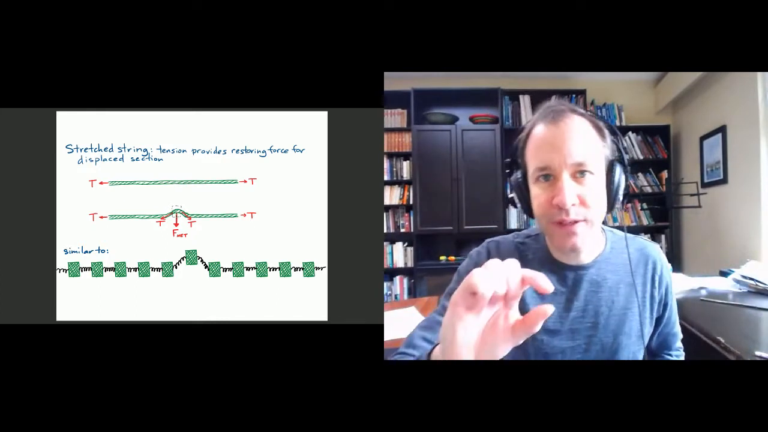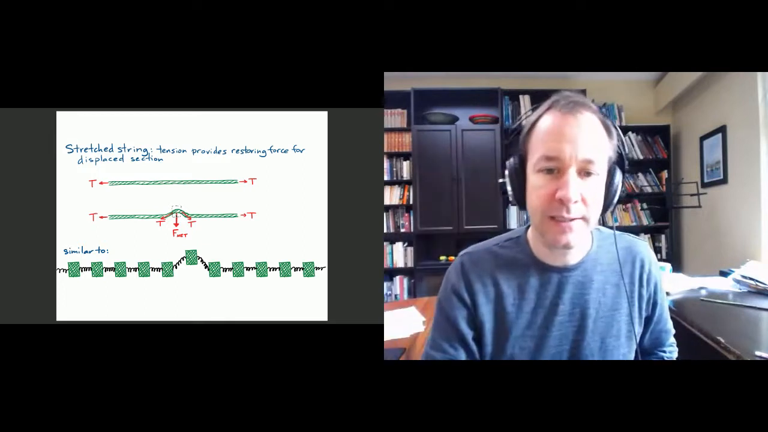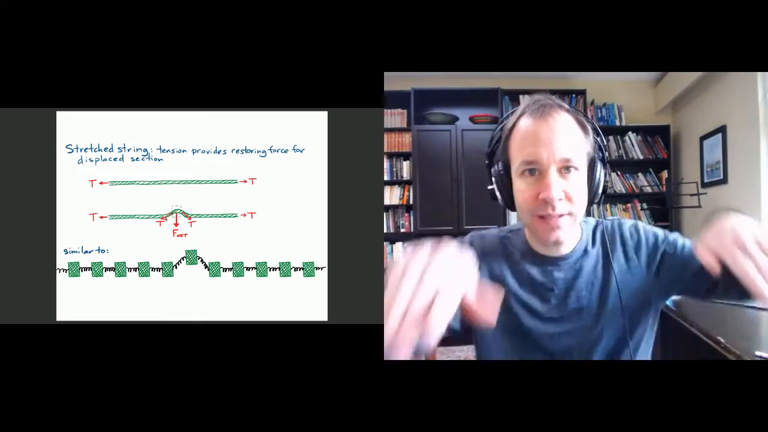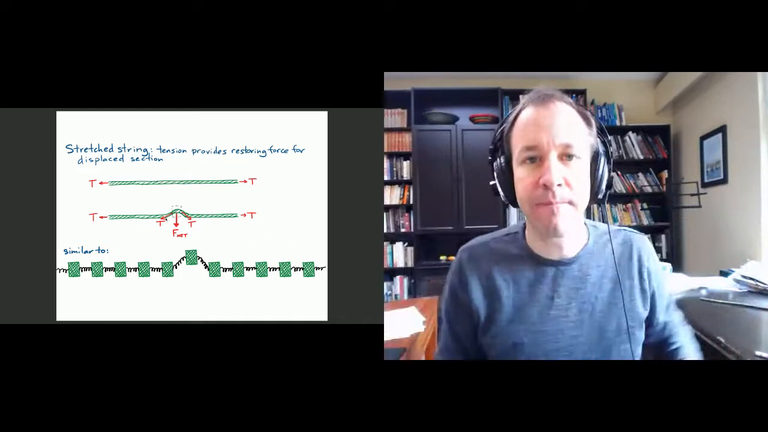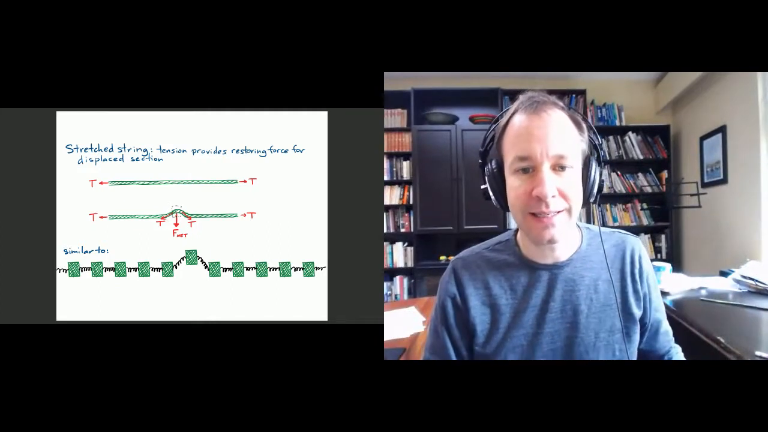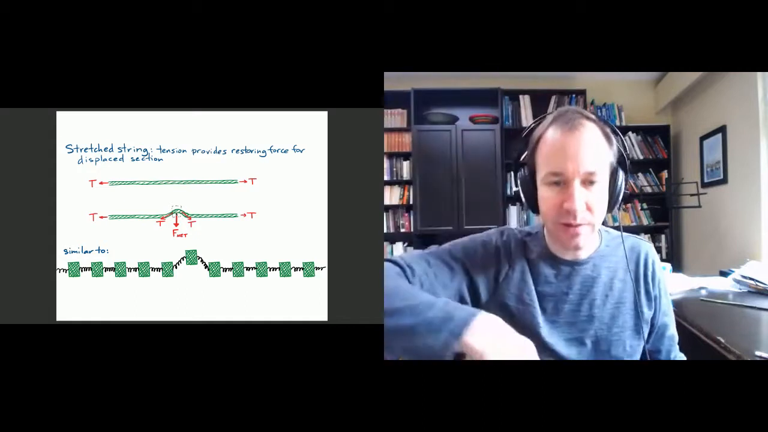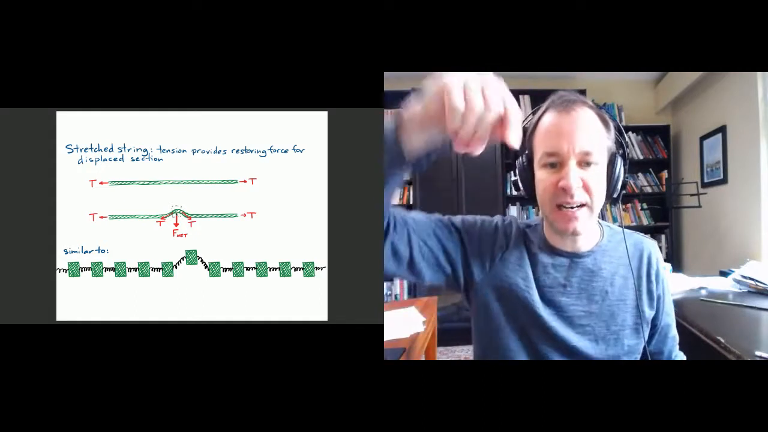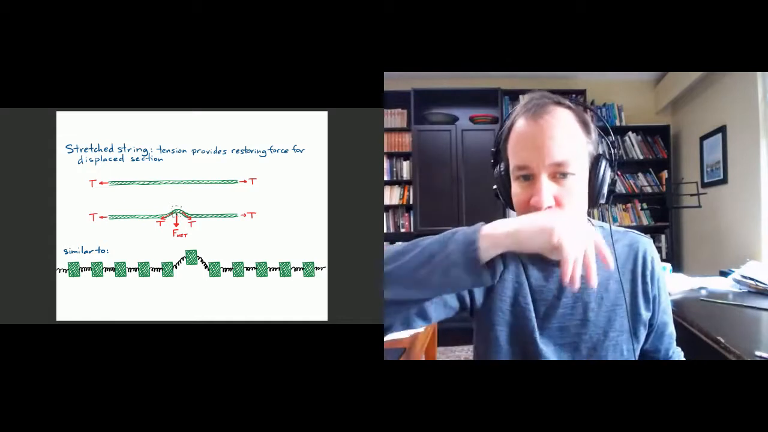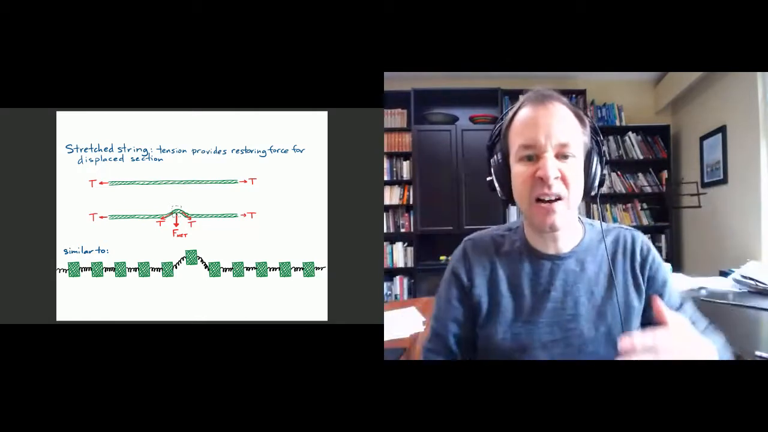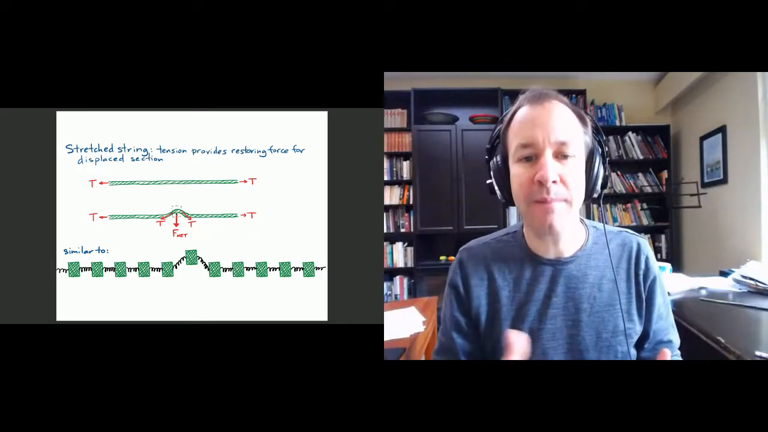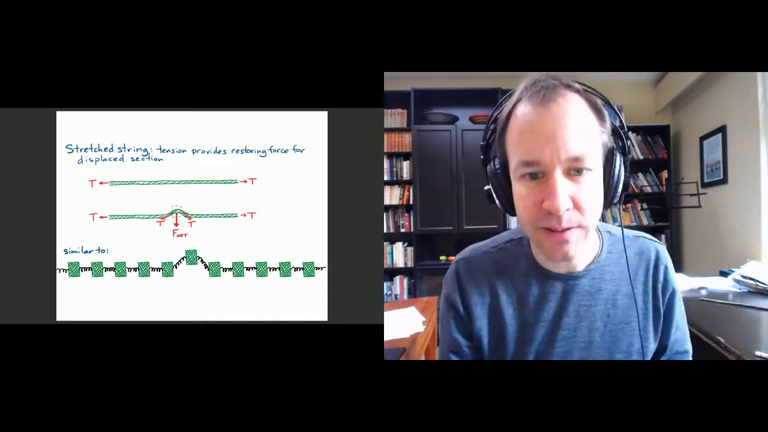But when I move the string up a little bit, now the tension forces have a downward component to them. And so what you see is that the net force from this tension is pointing in the downward direction. So when I displace it up, the net tension force points downward. If I displaced it down, there would be a net force pointing upward. And so you see that we have this restoring force.